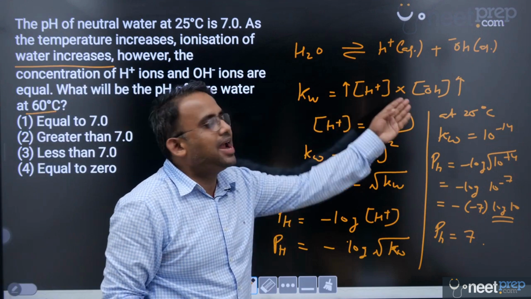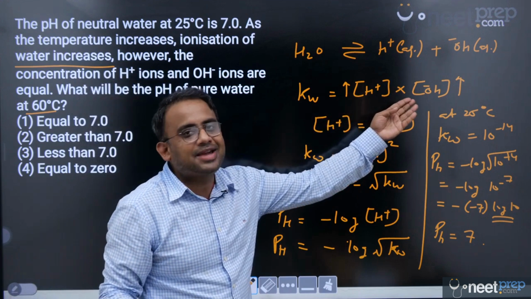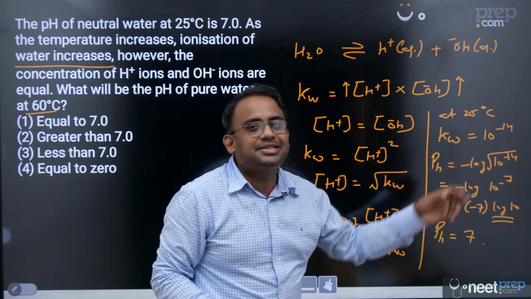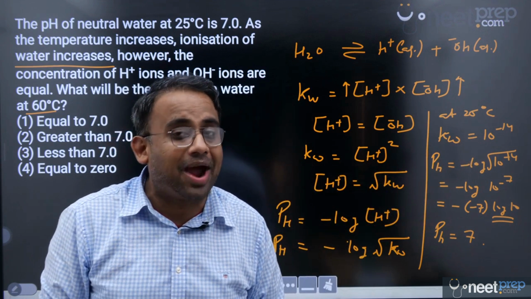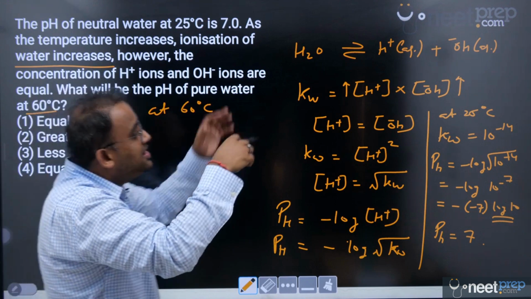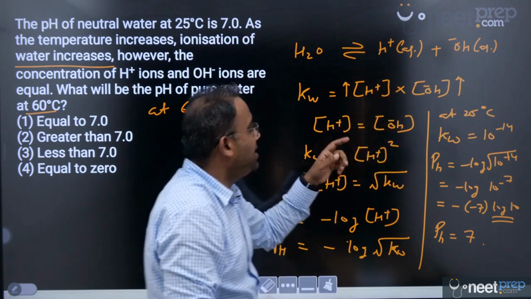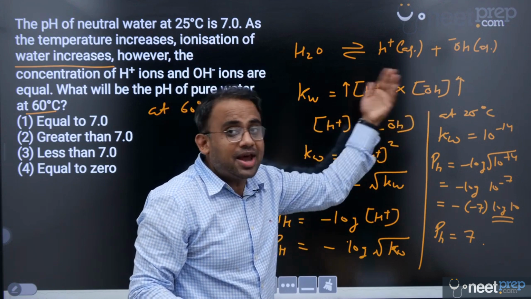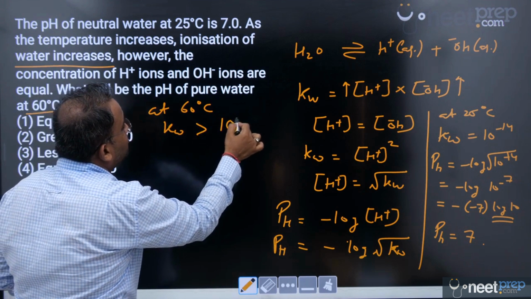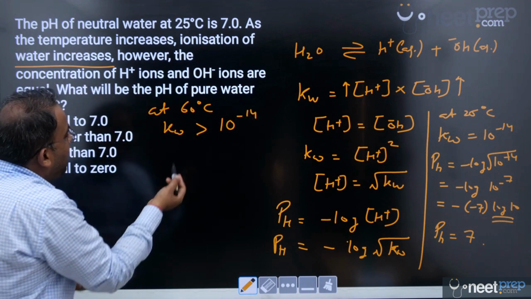I can expect H plus ion and OH minus ion concentration to be greater than the H plus ion and OH minus ion concentration at 25 degrees Celsius. The Kw value at 25 degrees Celsius happens to be 10 raised to the power minus 14. What can I expect? At 60 degrees Celsius, because of increase in ionization, more dissociation of water into H plus and OH minus ion, they are both equal and they both are increasing. My Kw value will be greater than 10 raised to the power minus 14.